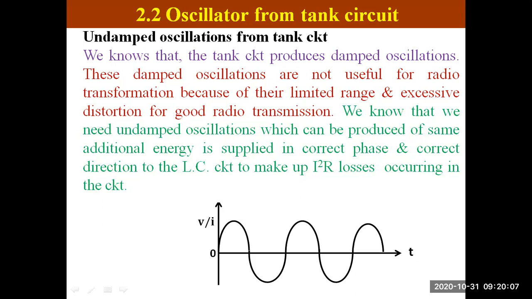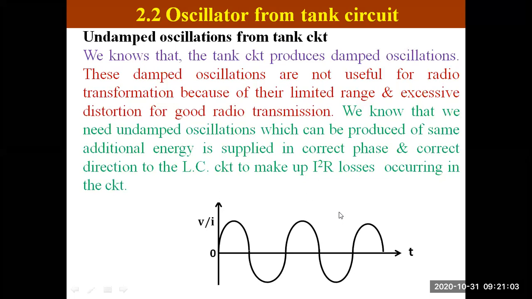Now we know that here we need undamped oscillation, and it can be produced by adding some additional energy, supplied in correct phase and correct direction to the LC circuit, to make up the I squared R losses occurring in the circuit. And therefore here we get the undamped oscillation.